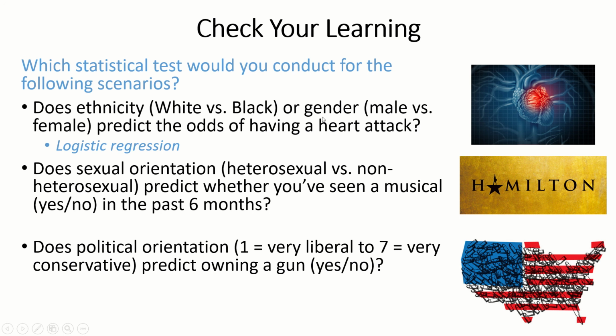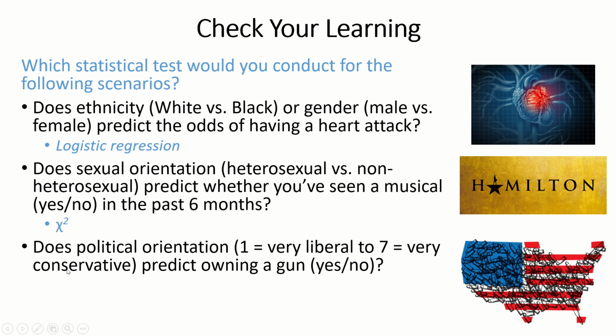And then we have 2 independent variables, ethnicity and gender, right? Again, we use logistic regression as long as we have a categorical DV and then 2 or more independent variables. Those independent variables could be continuous or categorical, it doesn't matter. If you have a categorical DV, you'll use logistic regression. Number 2 here, does sexual orientation predict whether you've seen a musical in the past 6 months? You would use chi-square because we have a categorical IV and a categorical DV, heterosexual versus non-heterosexual, and then whether you've seen a musical in the past 6 months, yes versus no.